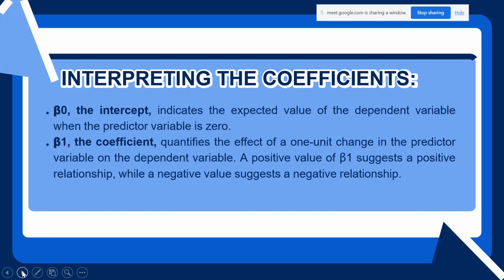So, ang B0, or the intercept, indicates the expected value of the dependent variable when the predictor value is 0. And then the B1 is the coefficient that quantifies the effect of a 1 unit change in the predictor variable on the dependent variable. A positive value of B1 suggests a positive relationship, while a negative value suggests a negative relationship. Balik ko next.